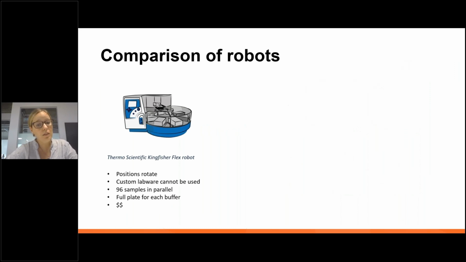So the Kingfisher is very fast. It also works with 96 samples at a time, where the positions rotate, so you use one sample plate per buffer. One cannot integrate any custom labware, so it's very fixed. But it's in the medium price range, so it's really been a workhorse in the lab.